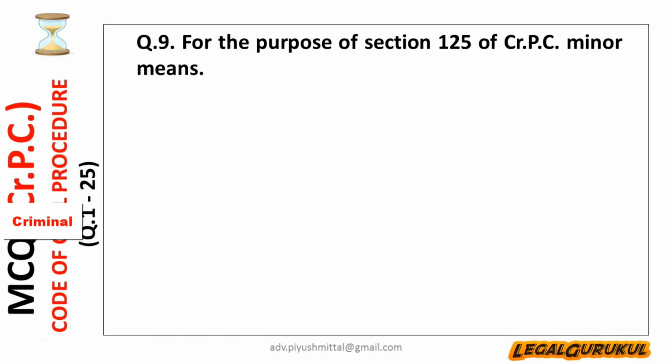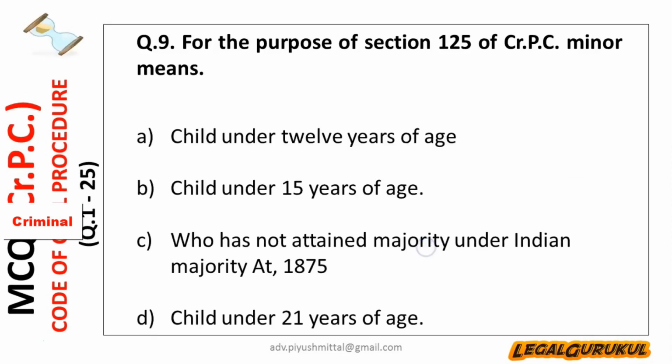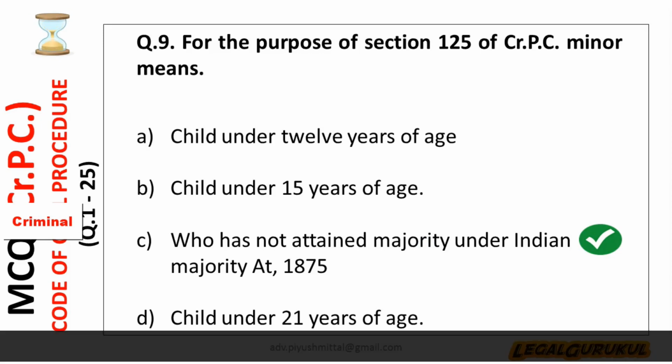Question number 9. For the purpose of section 125 of CrPC, minor means: option A, child under 12 years of age, option B, child under 15 years of age, option C, who has not attained majority under Indian Majority Act 1875, D, child under 21 years of age. And the correct answer is C, who has not attained majority under Indian Majority Act 1875.